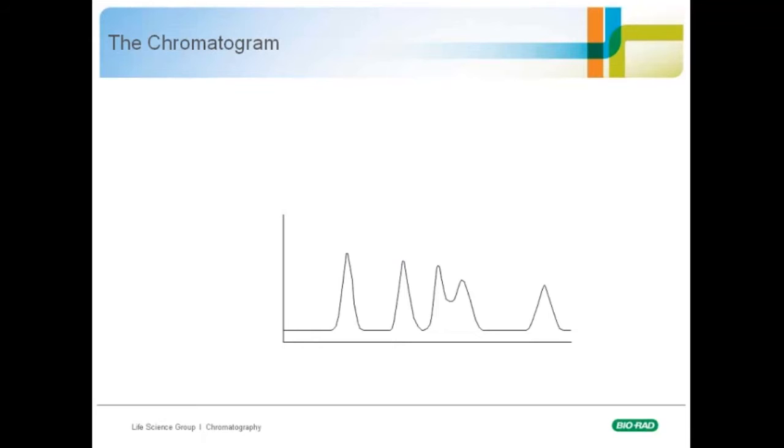So let's take a look at the chromatogram. I just showed you an example, but what exactly are we looking at with this type of trace? Right now it looks like a mountain range, but I'll explain this so it makes a little bit more sense to you.